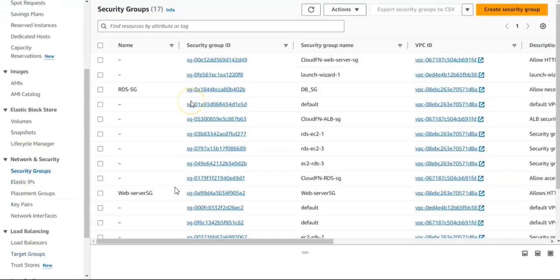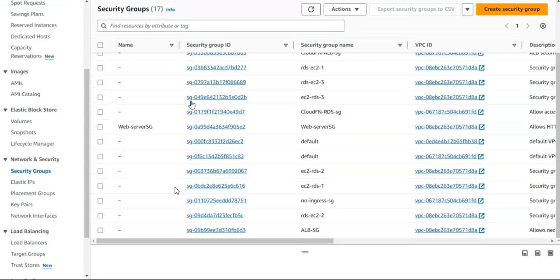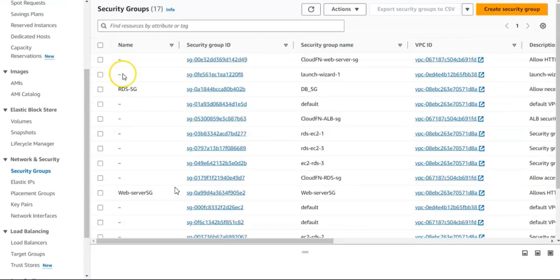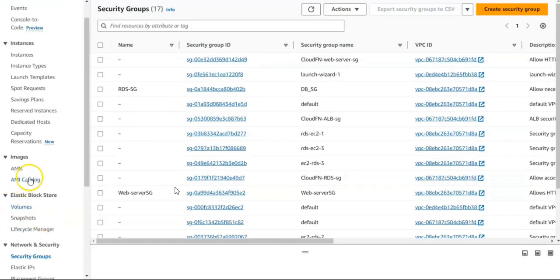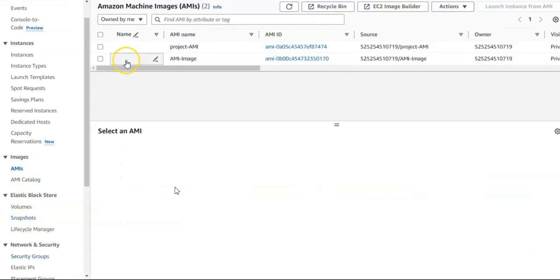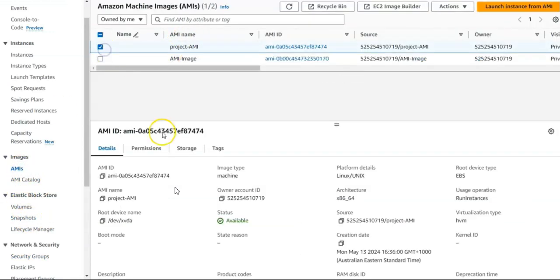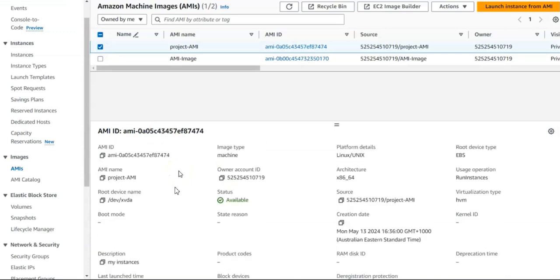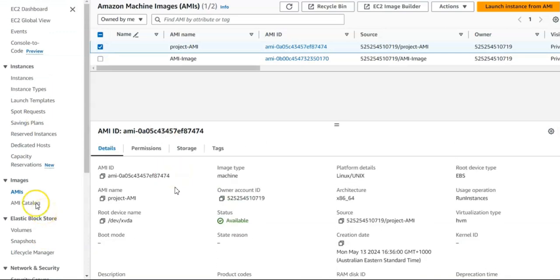Let's see the security groups. So I know I have created so many, but there are only a few that are being used in the assignment. AMIs, these are the project key, AMI and AMI image. So I am just working on the project AMI.